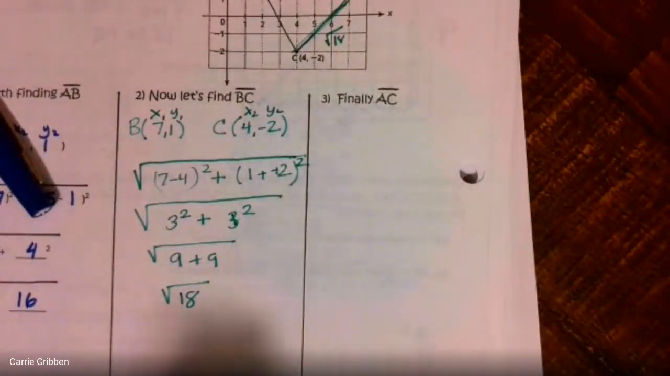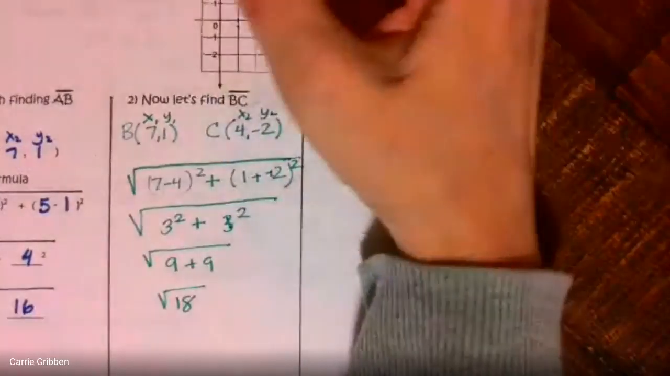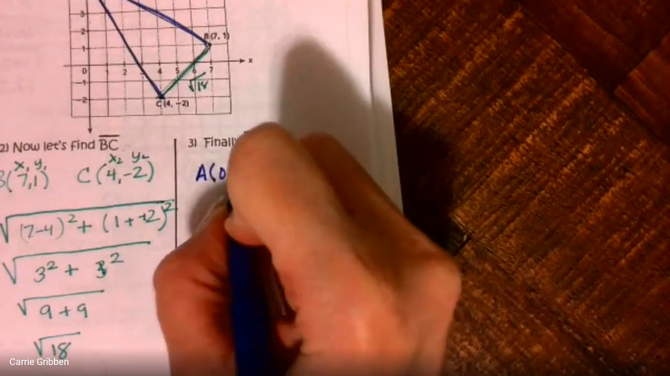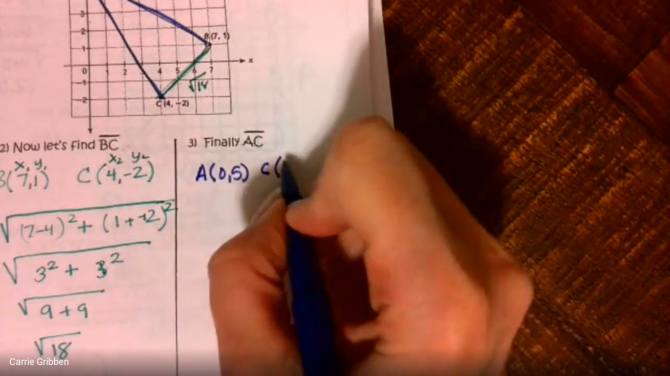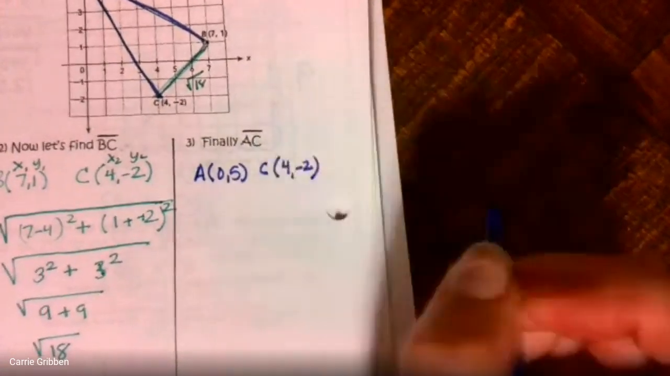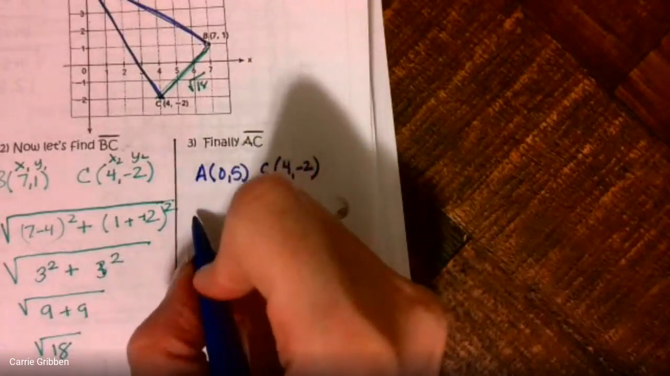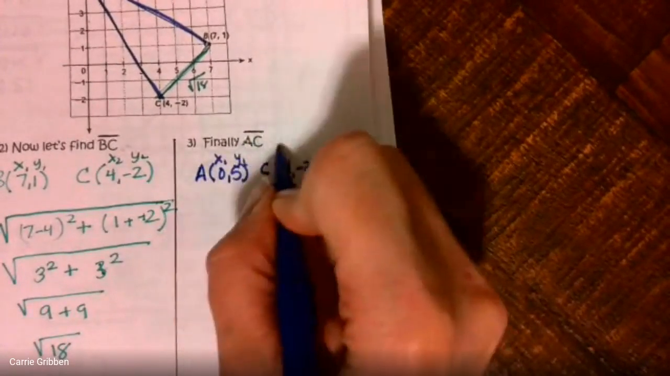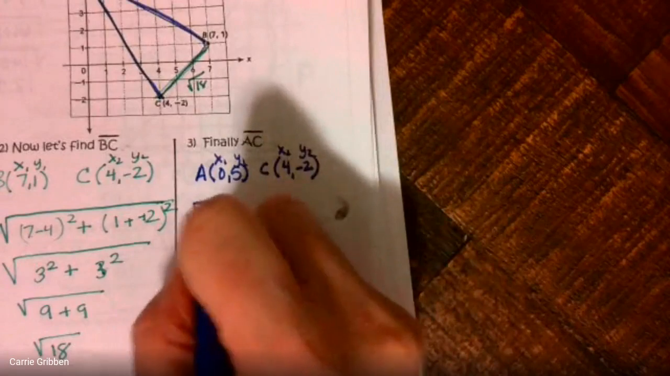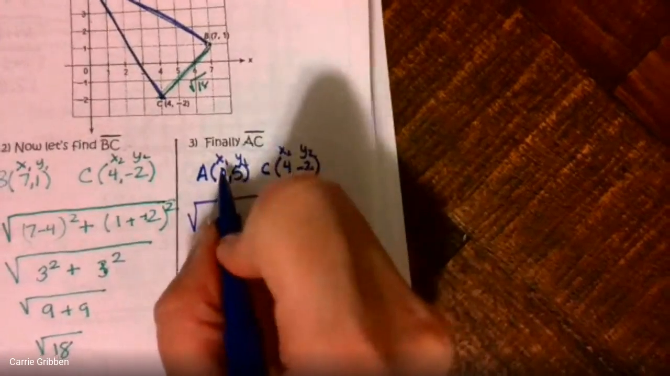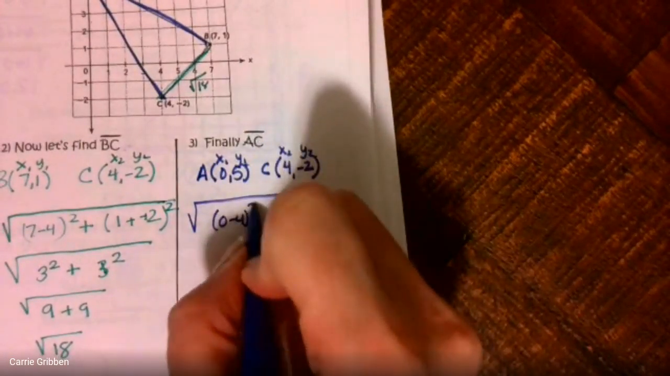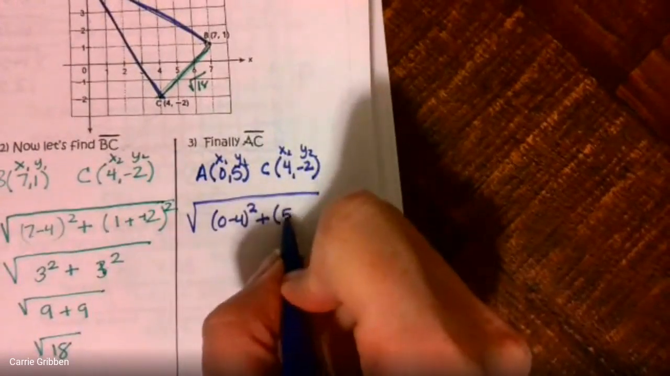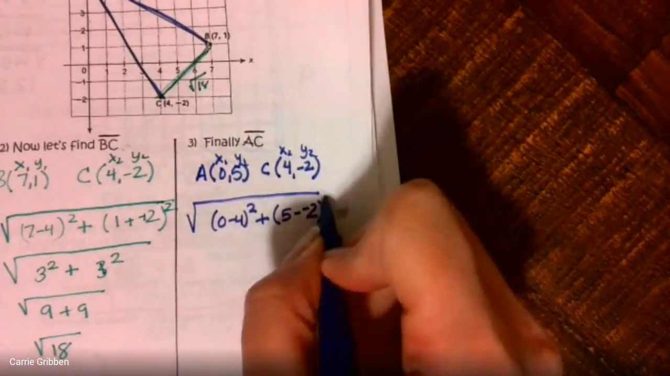And then we do it one more time. I want to do this side from A to C. I'm going to write down A's coordinates, which are 0, 5. I'm going to write down C's coordinates, which are 4, negative 2. And I'm just going to start x1, y1, x2, y2. And I'm going to set up a giant square root and start subtracting. 0 minus 4 squared plus 5 minus negative 2 squared.